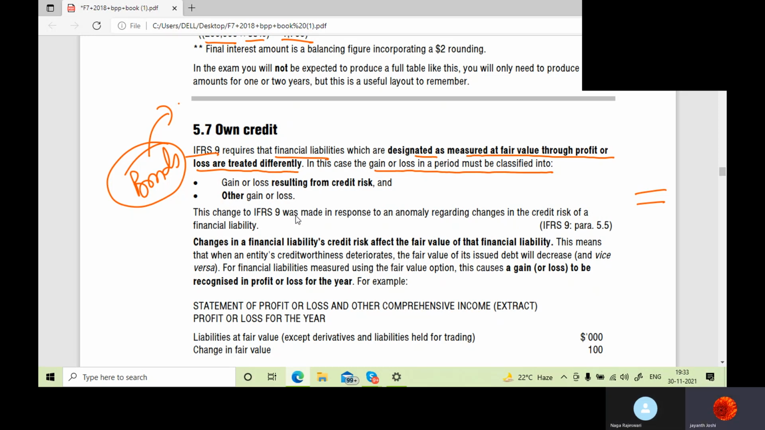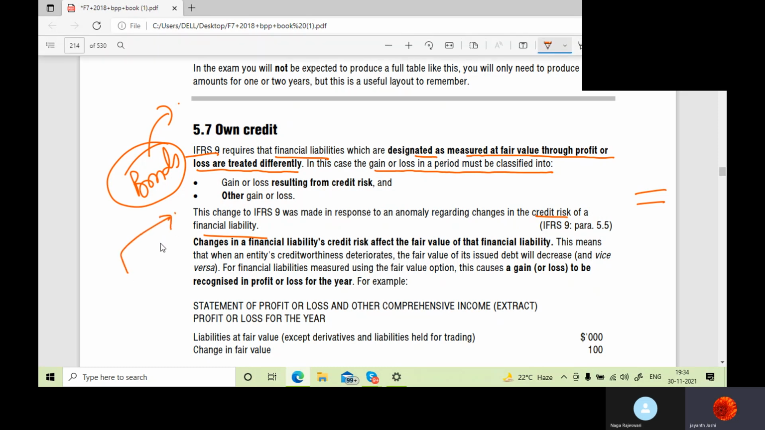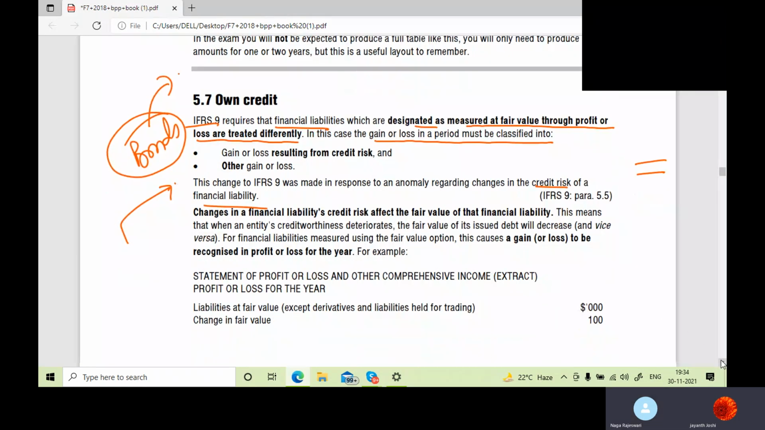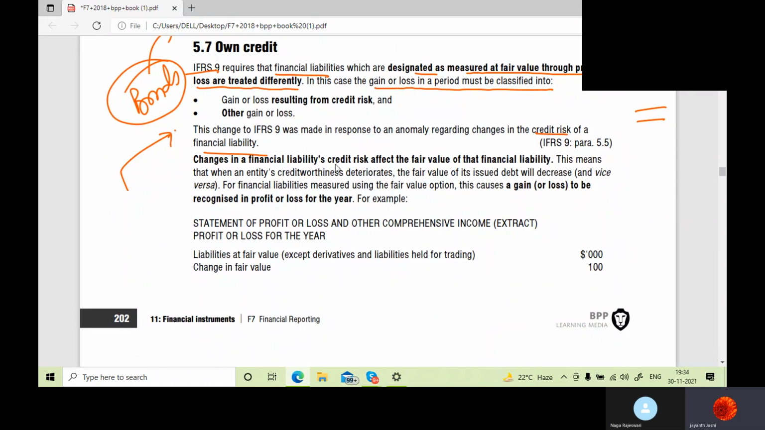This change to IFRS 9 was made in response to an anomaly regarding changes in credit risk of a financial liability. What do you mean by credit risk? If the company borrows money from people by issuing bonds, the company's creditworthiness can deteriorate, or it can improve also. That is called credit risk. So changes in the financial liability's credit risk affect the fair value of that financial liability.